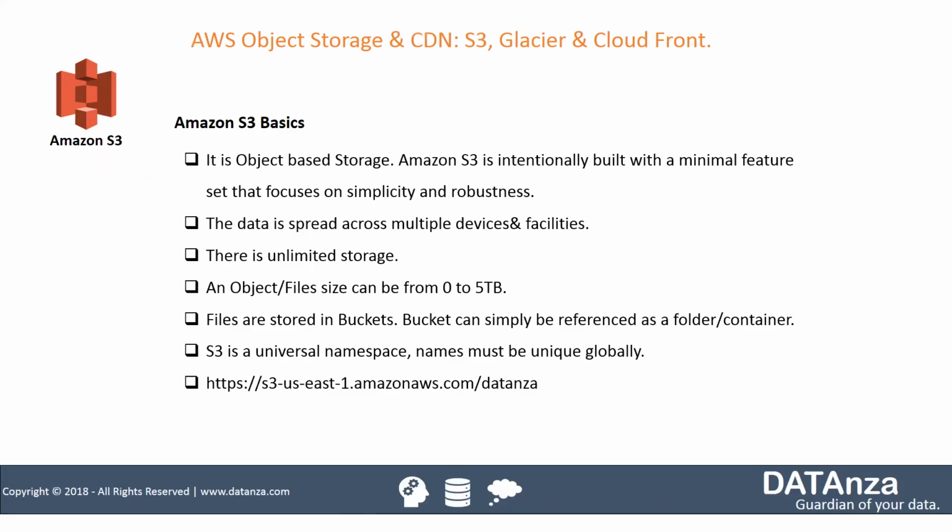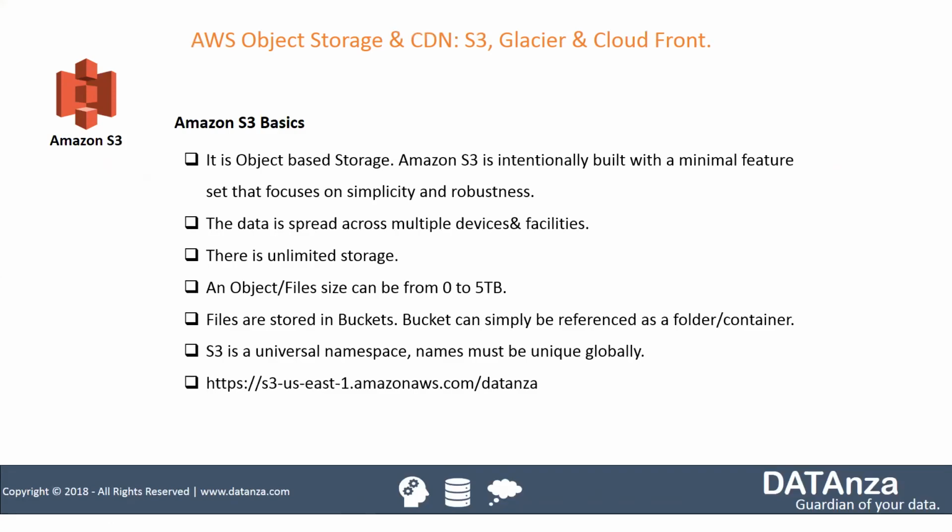So what is it about Amazon S3 that so many people are moving in? This is what we call object-based storage, and it is intentionally built with minimal features. It doesn't have hundreds of features to operate with, but whatever features it has, we are going to discuss in this lecture. It is simple, it doesn't have many complicated features, and it is very robust in nature, so everybody is adopting it. The data stored in Amazon S3 is spread across multiple devices and facilities. Of course, we have discussed regions and availability zones.